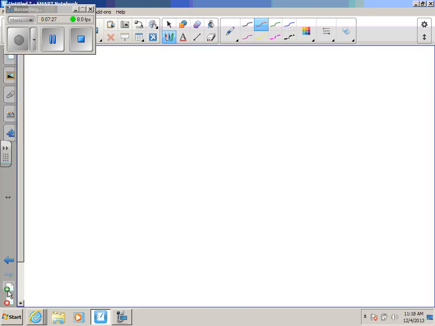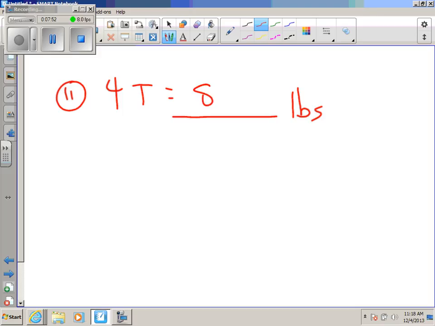11. 4 tons equal how many pounds? Tons is all the way at the top, so nowhere to go but down. So we're going to do what? Multiply. How many pounds are in a ton? 4 times 2,000. That's all right. It's just backwards.